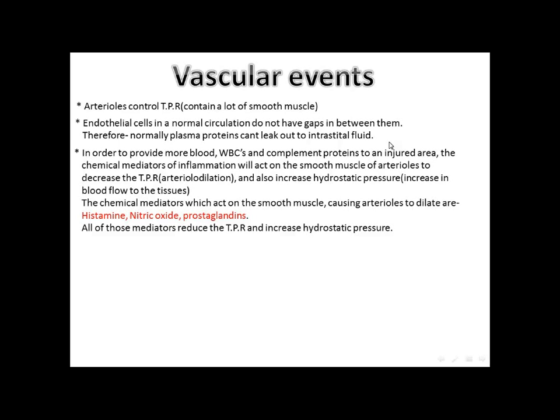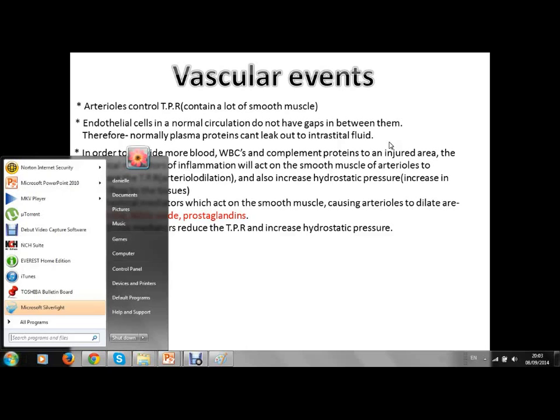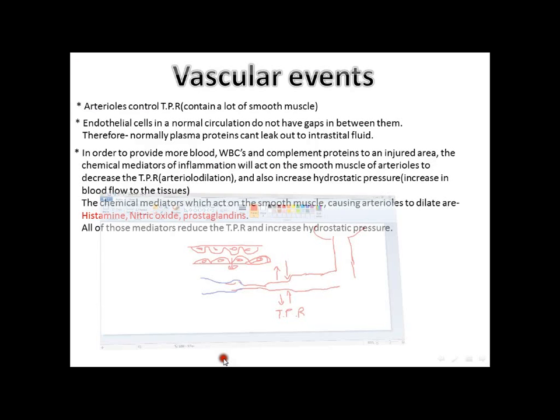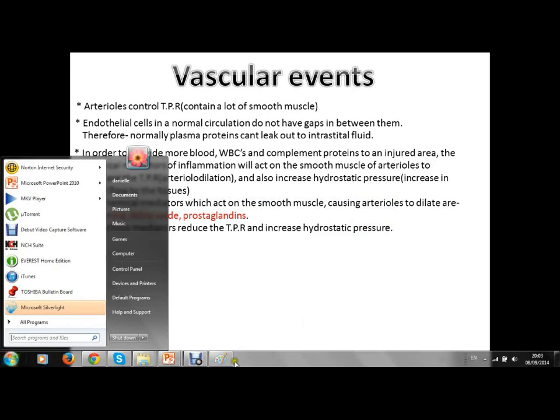This is the idea. And the chemical mediators which act on the smooth muscle, causing the arterioles to dilate, are basically histamine, nitric oxide, and prostaglandins. So histamine you know, and prostaglandins you know, and nitric oxide is basically another mediator that is released due to injury to the vascular connective tissue. So those mediators induce arteriolodilation, and all those mediators, of course, reduce TPR and increase hydrostatic pressure. So let me just help you understand this concept a little bit better.